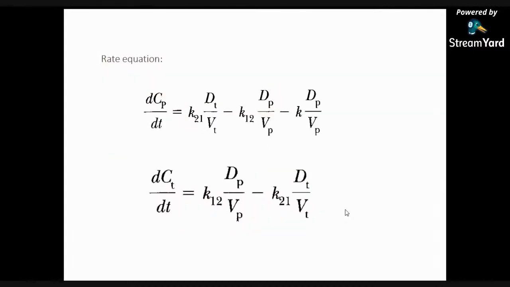So by using a rate equation we can write this previous equation as dCp by dt is equal to k21 into Dt upon Vt minus k12 into Dp upon Vp minus k into Dp upon Vp. Then rearranging this above equation, we'll get dCt upon dt is equal to k12 into Dp upon Vp minus k21 Dt upon Vt.